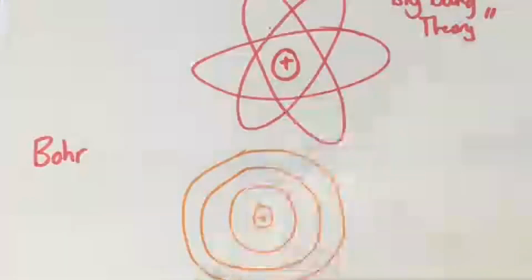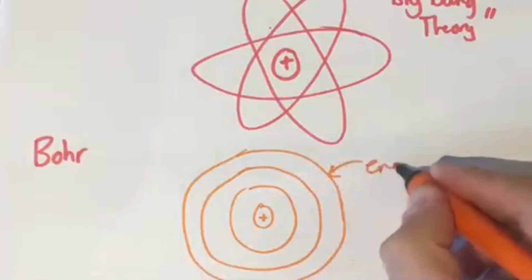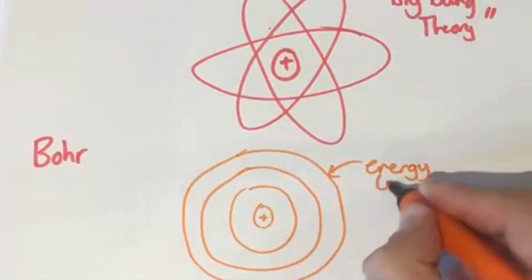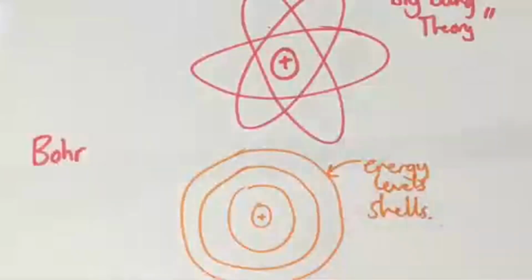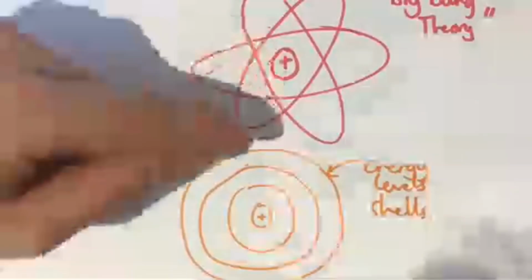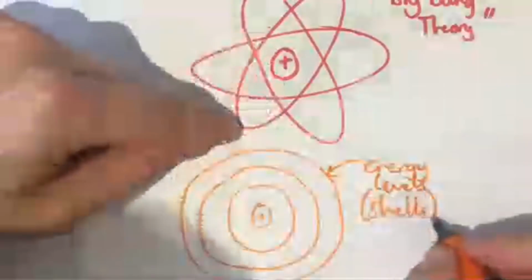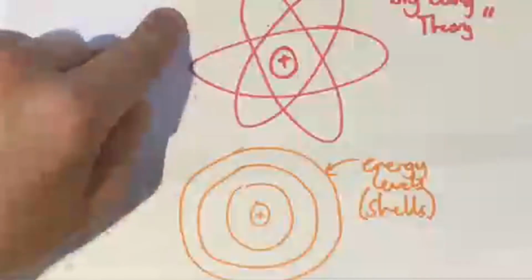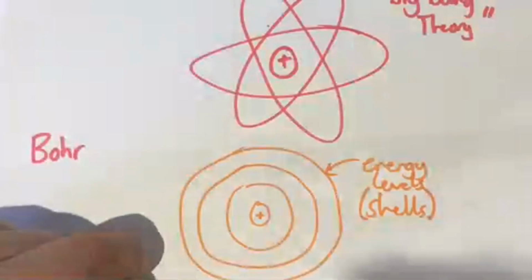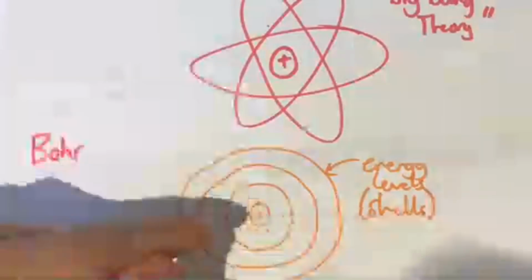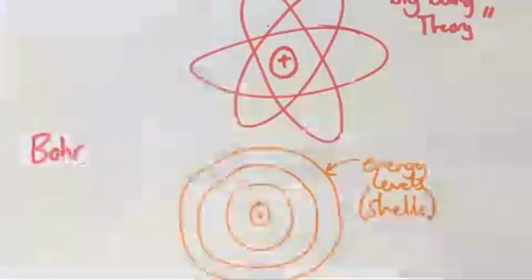So what Bohr does is he says that we have these energy levels, or shells. Okay. This is because he's a maths man, right? It's exactly the same as Rutherford's model, but he says that we have that. Okay, and we have these levels. Okay, that's Bohr.